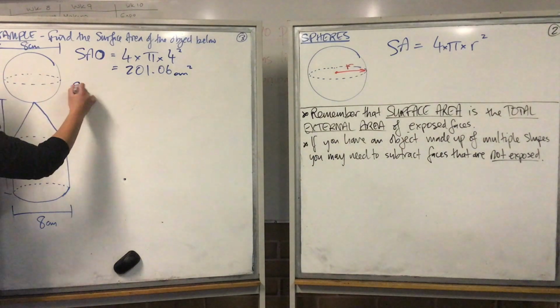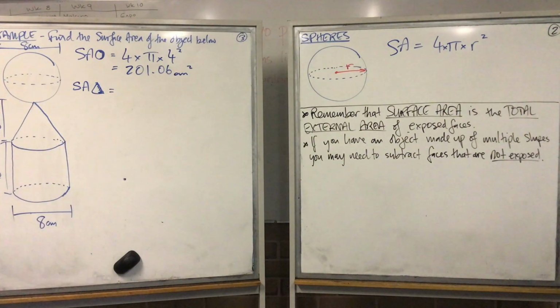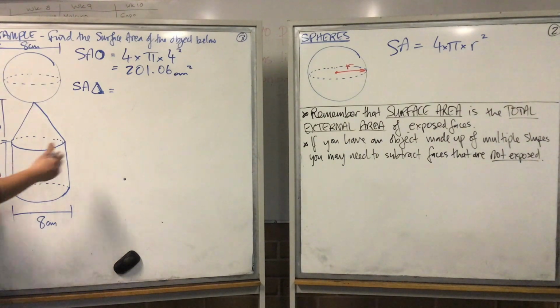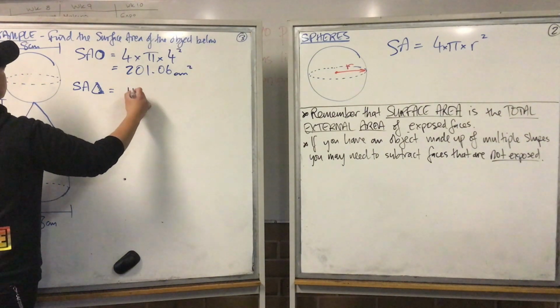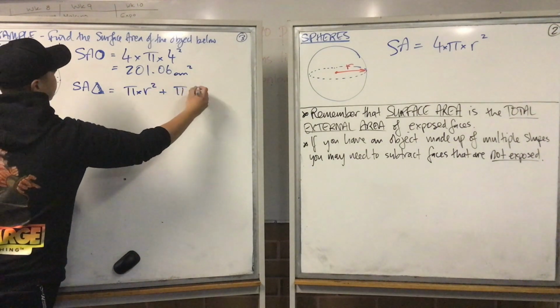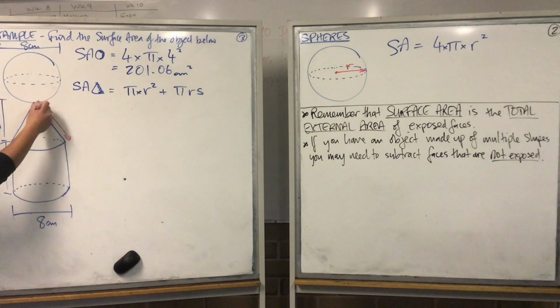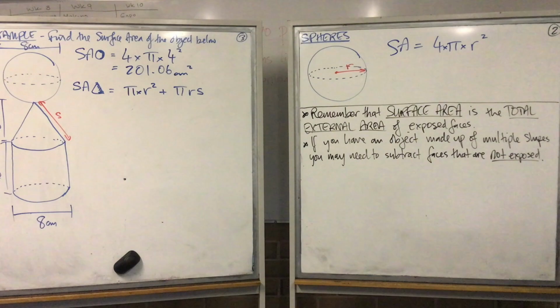Here we have the surface area of a cone, shaded as well. What was the formula for the surface area of a cone? You just wrote it down. Pi r squared plus pi r s. Do I know s? Do I know how long the diagonal bit is? No. Can I work it out?